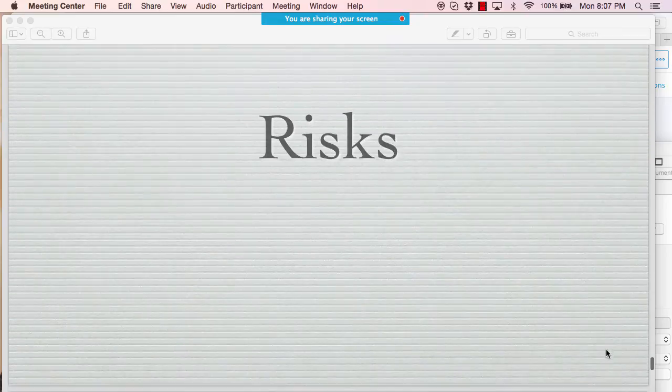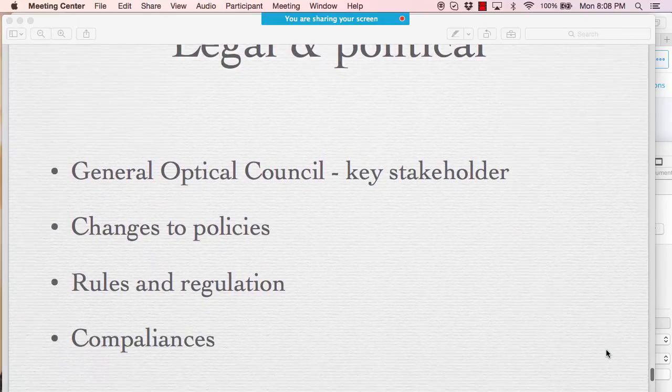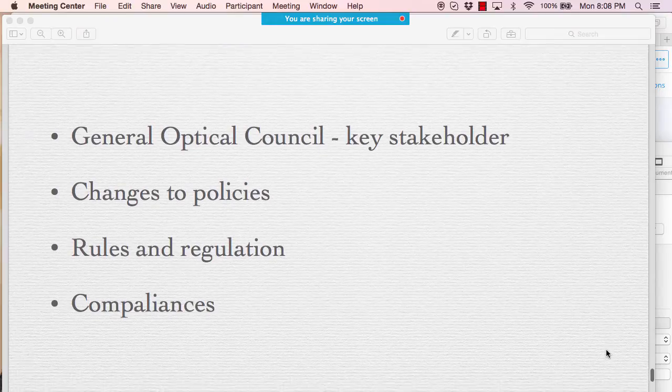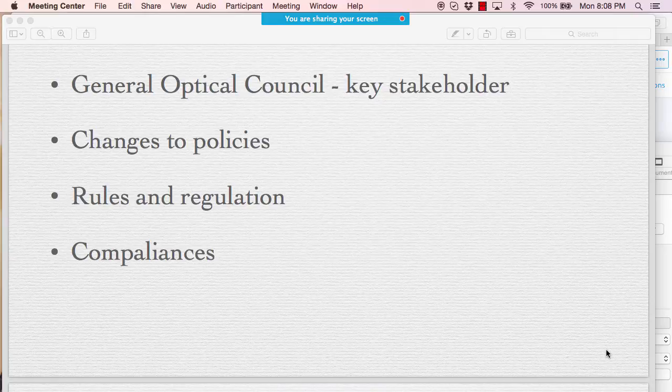Then I've highlighted some risks. There could be legal and political risks taking place that we need to be aware of. Changes to policies, rules, regulations, compliances, and be aware of how can we keep our license to operate. It's very, very important.